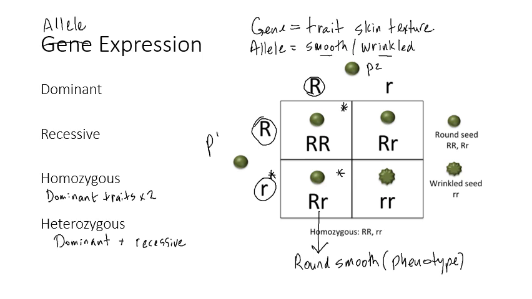Now a recessive trait is only going to be expressed in this homozygous state. So we have a recessive trait times 2. So that's going to equal wrinkled. So that will be expressed in the phenotype. And with respect to the dominant traits, when we have 2 of those, in this case, we're going to get the smooth. All right, let's move on to our next slide.